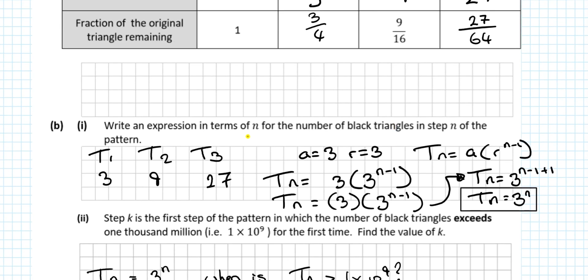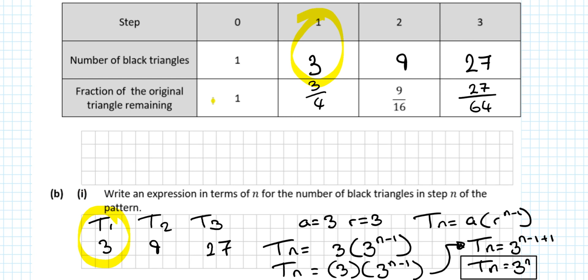Write an expression in terms of n for the number of black triangles in step n. So as I pointed out, T1 is going to be from there and moving onwards then. So we know it's a geometric series where the first term is not 1, the first term is 3. We know the common ratio, what we're multiplying by. So what do I have to multiply this by to get to this? Would be 3, and check, does it carry across? Yes, it does. So r is 3.